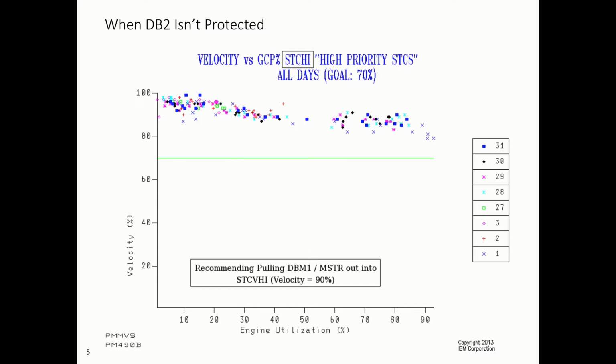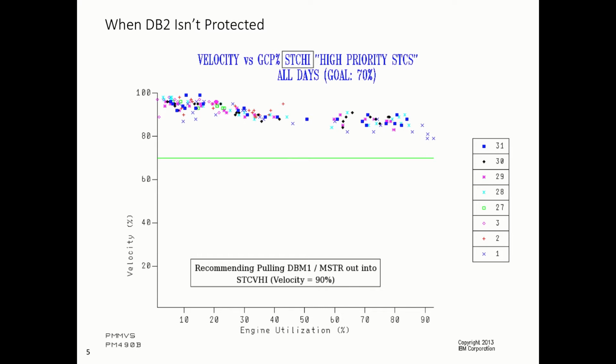Each data point, as you probably guessed, is an RMF interval. The different coloured and shaped data points refer to different days, and if you work out from the legend on the right the scheme, it's basically over month end. So what you can see if you squint at the set of data points is that as the workload builds up, the velocity achieved actually deteriorates somewhat.